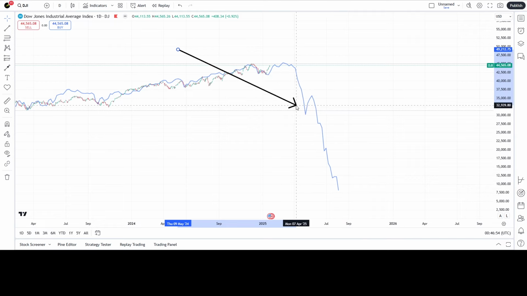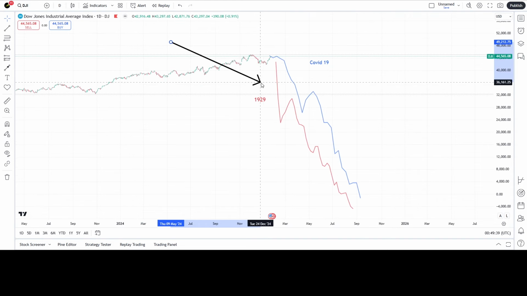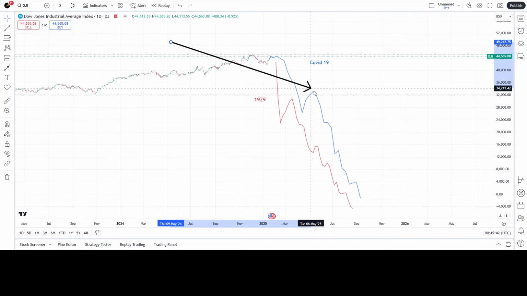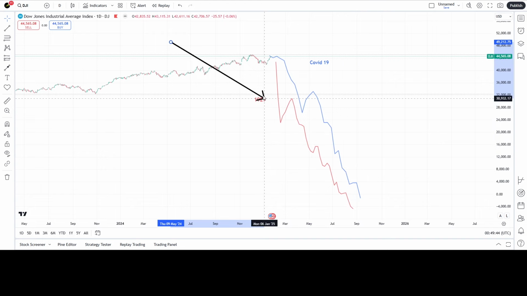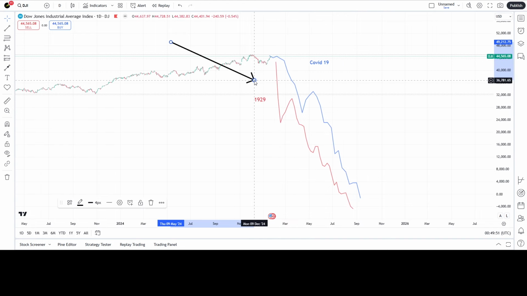You know, if we were to compare this decline to the 1929 crash, the 1929 decline that took place on the Dow Jones, it would look something like this. So this is that C-19 decline compared to the 1929 decline. As you can see, they're the same structure. So what we are going into has potential to be a 1929-esque type decline.